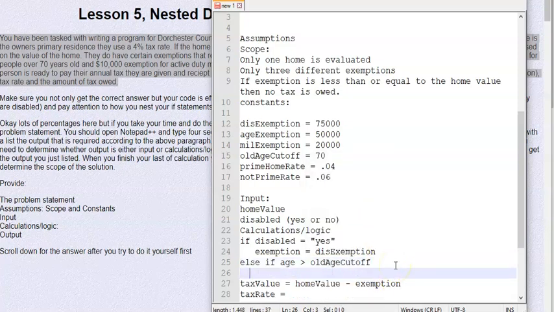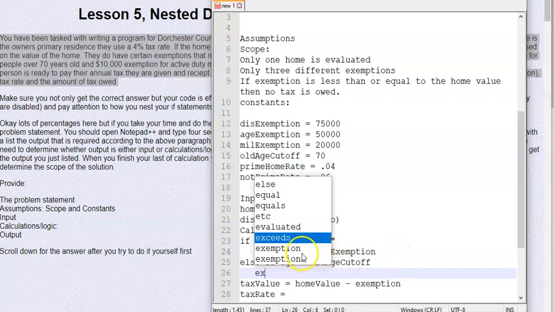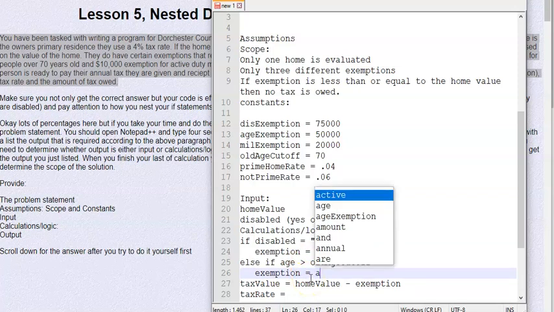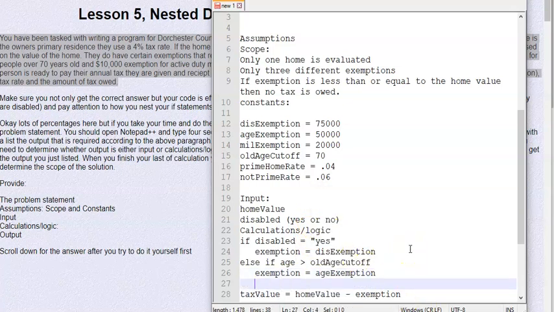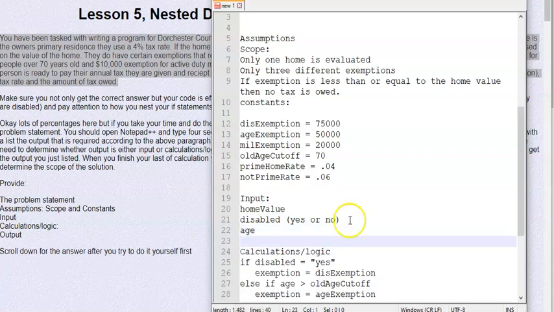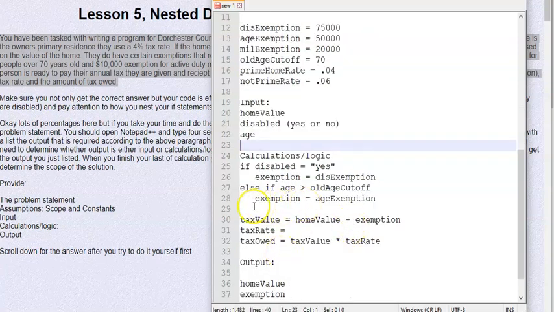And if that's true, then the exemption is going to be equal to the age exemption. What happens if they don't meet those two criteria? Well, before we do that, we see we have age. So we need to come up here and we have to have an input for age. Okay, let's keep moving on.